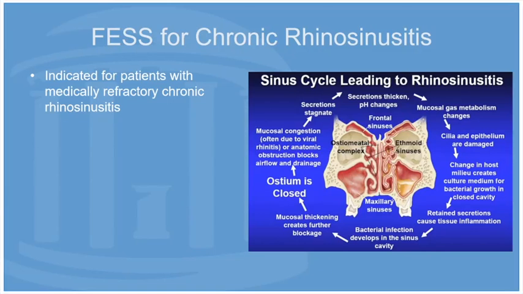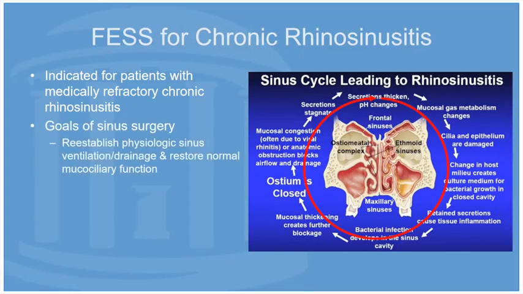Now, FESS is currently considered the treatment of choice for patients with medically refractory chronic sinusitis, which we can basically think of as being due to a self-perpetuating cycle of sinus mucosal inflammation, osteal obstruction, and impairment of normal mucociliary function, leading to chronic sinus infection. And left untreated, the process can cause irreversible damage to the mucosa and underlying bone of the affected sinus.